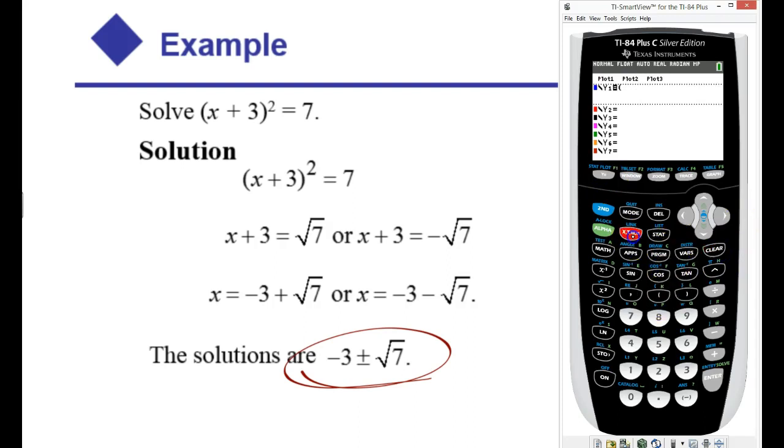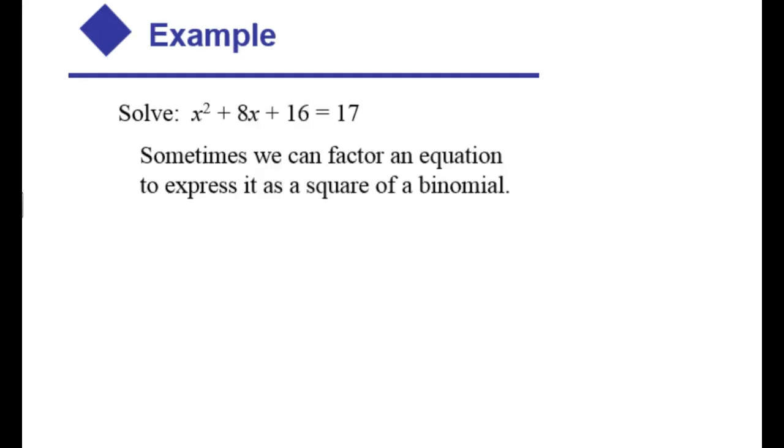I'll type in (x plus 3) quantity squared. I'm going to subtract off the 7 to set it equal to 0. I'll zoom 6 to get a graph. And I'm interested to see if these are the correct zeros or not. So I'll type in -3 plus the square root of 7. Now let's hit trace. -3 plus the square root of 7. And I'm looking for a 0, and sure enough, my calculator gives me a 0. And you could try -3 minus the square root of 7 too. It should work.